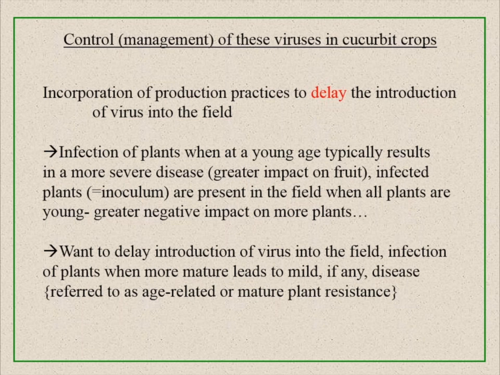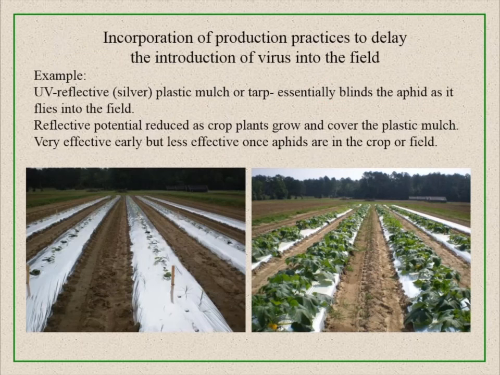By delaying the introduction of virus into the field, plants are allowed to mature a little bit more. Sometimes that leads to what's called mature plant resistance or age-related resistance, where the plants develop very, very mild symptoms or no symptoms at all. Sometimes they resist infection. So that's the key point in trying to come up with some schemes in production practices.